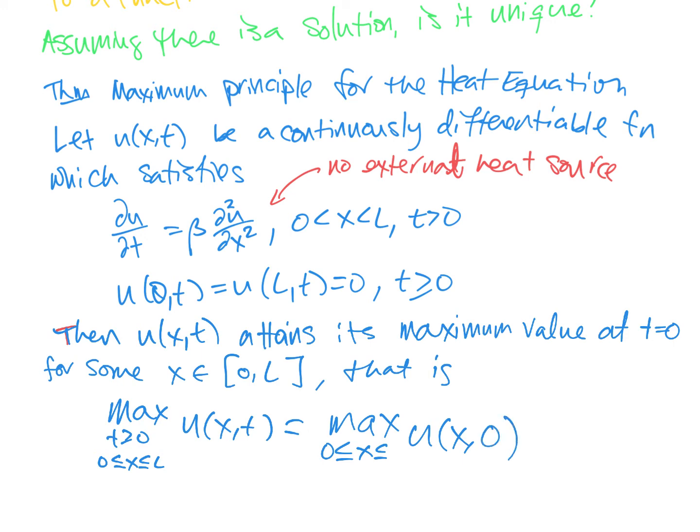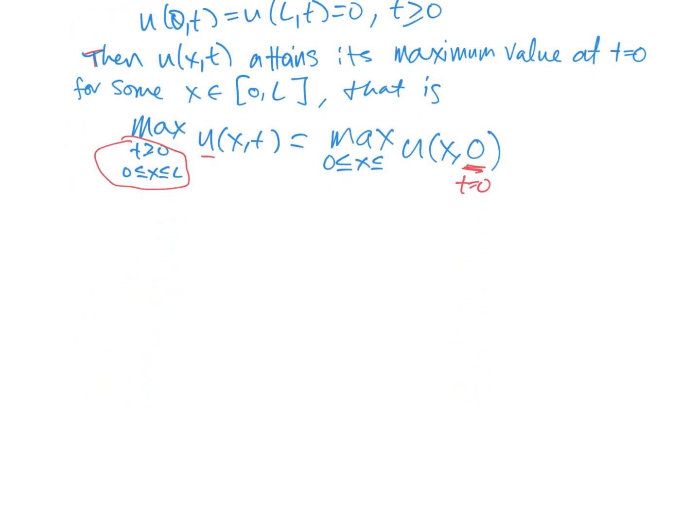There we go. So the largest value that u ever takes over all time and all space is going to happen when t equals 0, because you're never going to spike up higher than the highest temperature that you had at the very start. So this still would require a bit of proof beyond just the physical intuition, but we're not going to do that here. We're just going to take that physical intuition and then use this statement to prove our uniqueness.